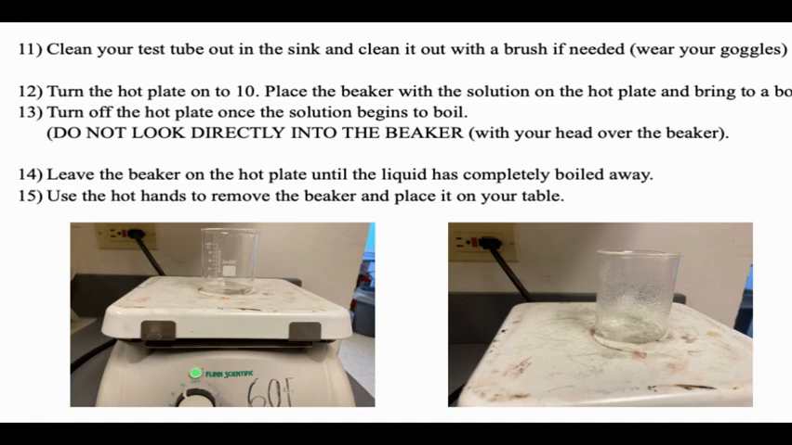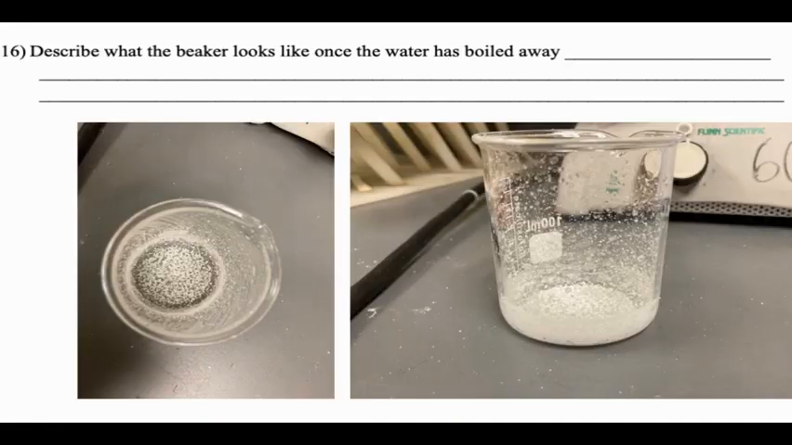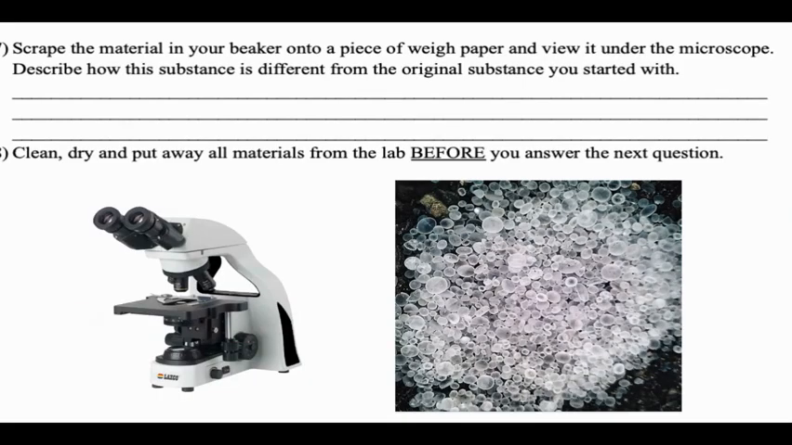So you can notice that I put the beaker on the hot plate here on the left, and on the right, I'm beginning to boil as I see some of my water begin to evaporate. So I turned the hot plate off once my solution began to boil, and I left the beaker on the hot plate until the liquid completely boiled away, and finally, I used hot hands to remove the beaker and place it on the table. And this is what my final beaker looked like once the water boiled away. So question number 16, take a moment to describe what the beaker looks like once the water has boiled away.